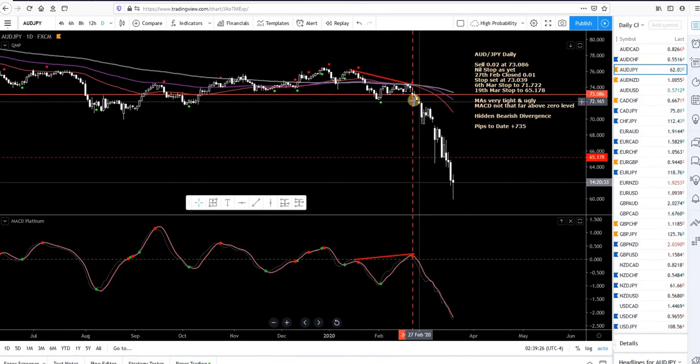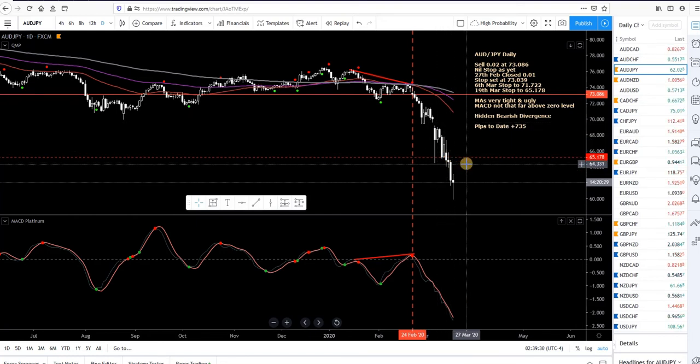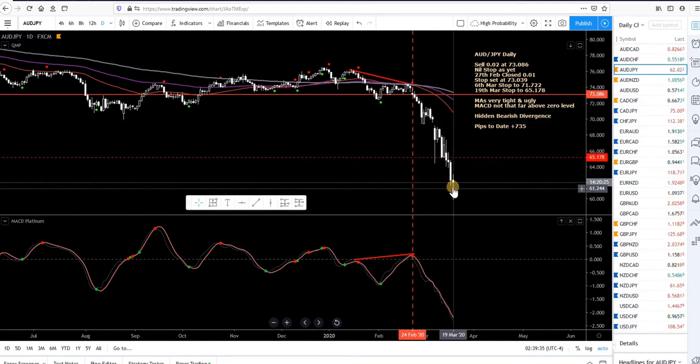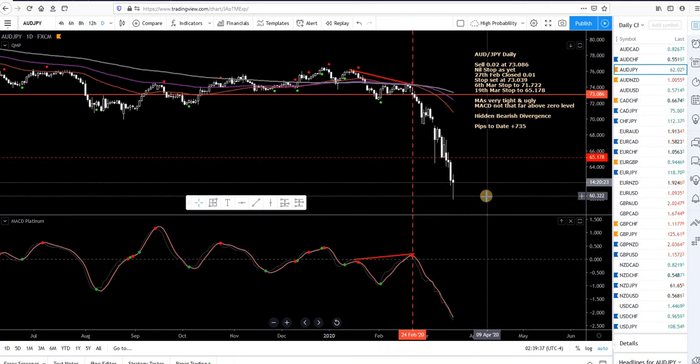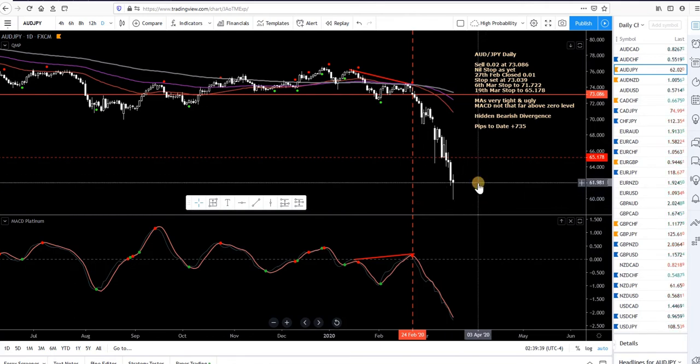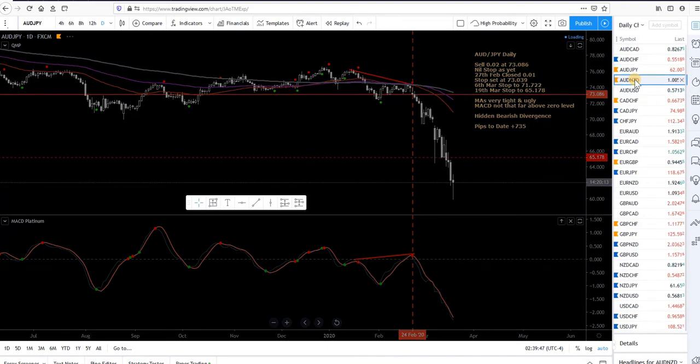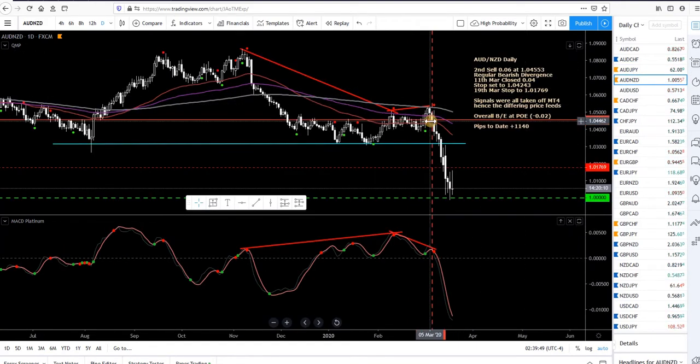Aussie Japanese yen. So I'm in a sell up here. You can read my notes as I always say. It's come down nicely, and today I've just moved my stop down. I don't think the Aussie, it's got super low, I'm not sure if it can keep on going any lower. So I've tightened up my stop to lock in some profit. So that's the Aussie yen. Sorry, Aussie New Zealand, same deal, in a sell.